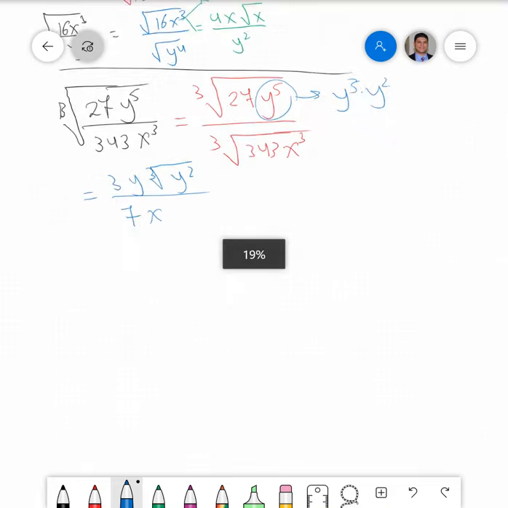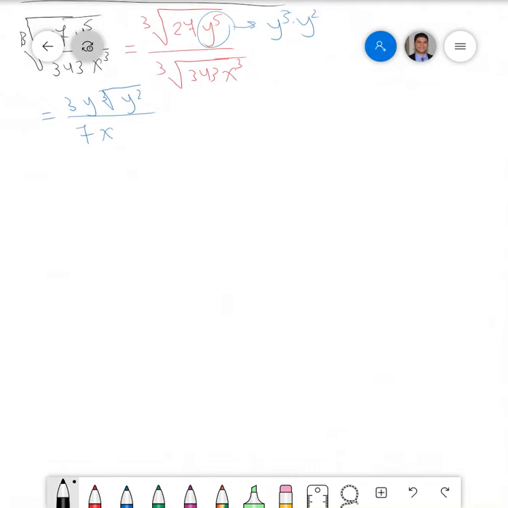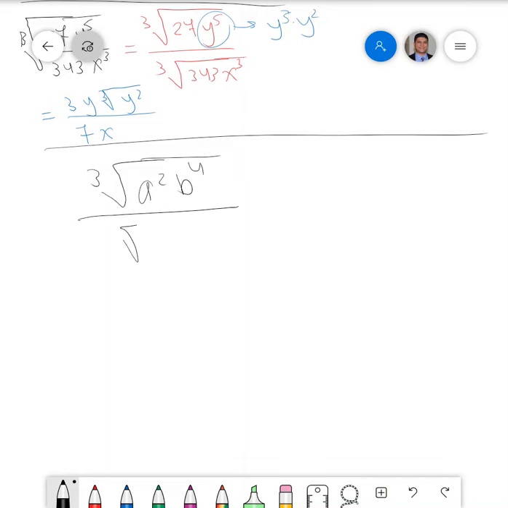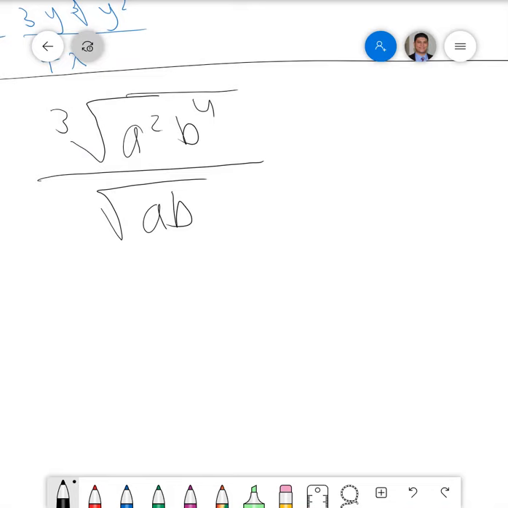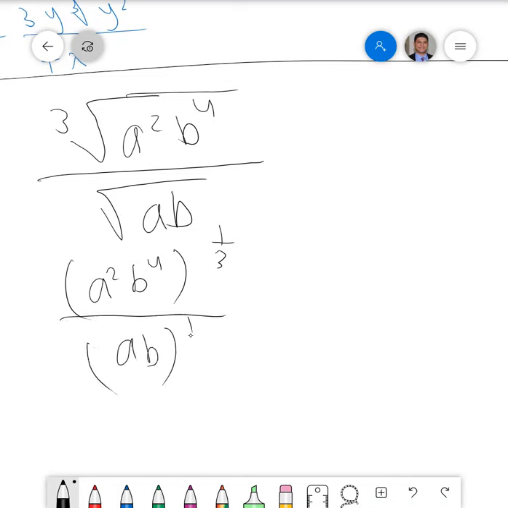How can we divide if we don't have the same index? We have to convert. Here, the third root of a squared b to the power of 4 over the square root of ab. We have to convert from radical into exponential notation. So it will be a squared b to the power of 4 all to the power of 1 over 3, over ab all to the power of 1 over 2.